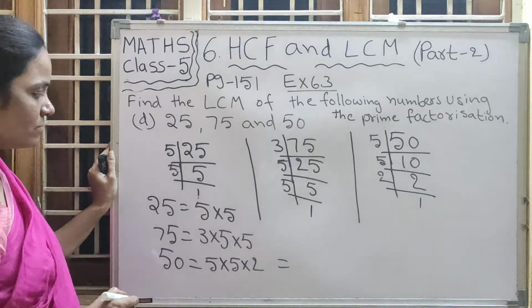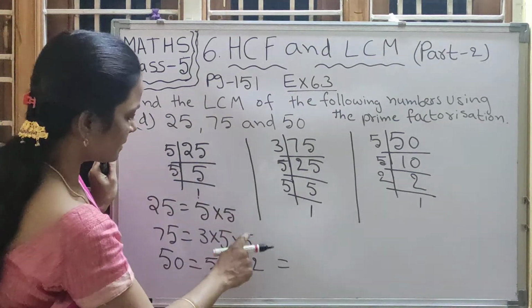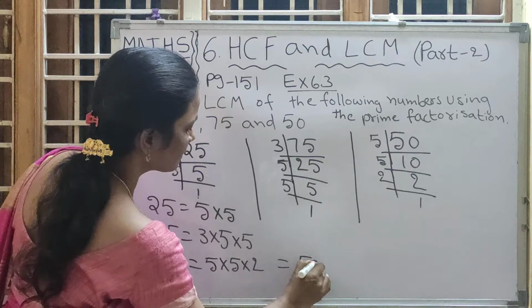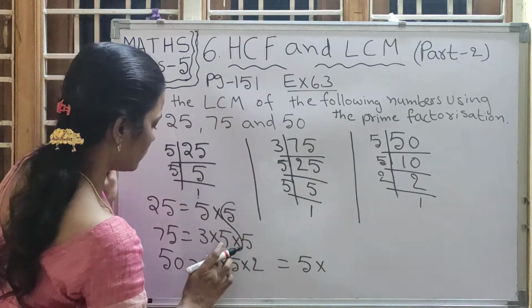Understood all of you? Now take the common factors in the 3 numbers. 5 is common into 5. Okay, sorry.